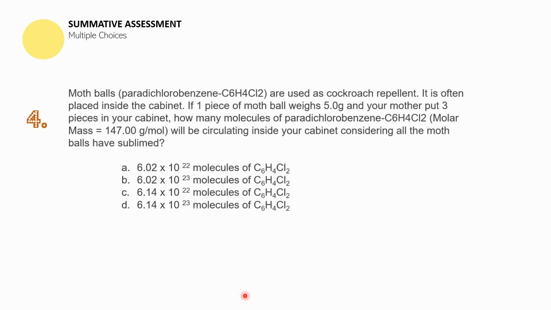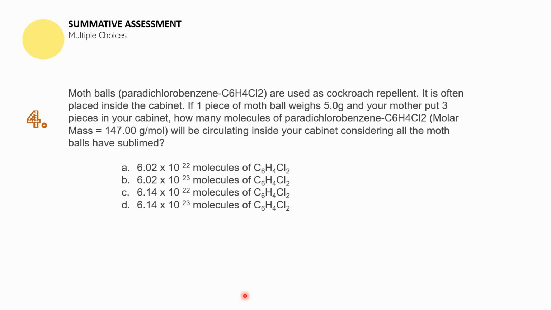Question number 4. Mothballs or para-dichlorobenzene, C6H4Cl2, are used as cockroach repellent. It is often placed inside a cabinet. If one piece of mothball weighs 5 grams and say for instance, anyone in your household puts 3 pieces in your cabinet, how many molecules of para-dichlorobenzene, C6H4Cl2, molar mass 147 grams per mole, will be circulating inside your cabinet, considering all the mothballs have sublimed?